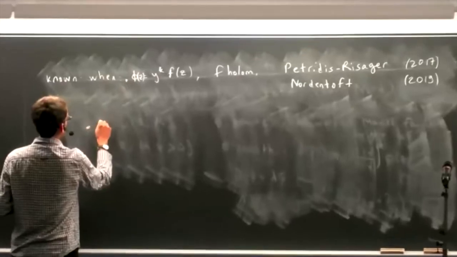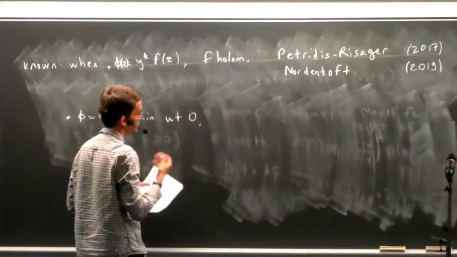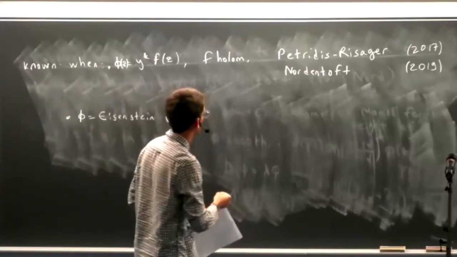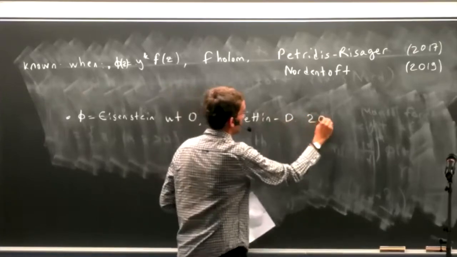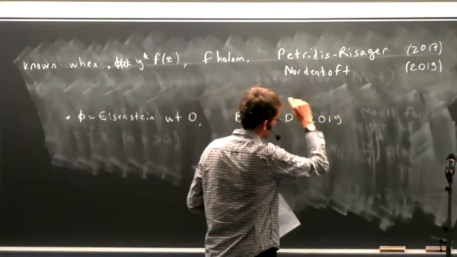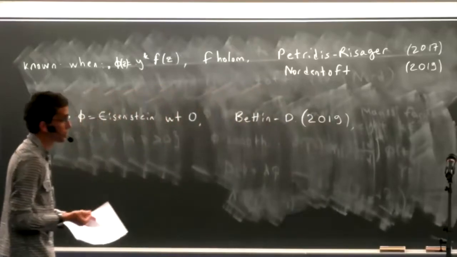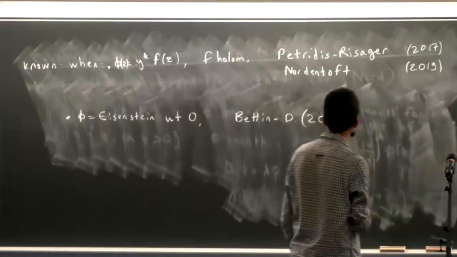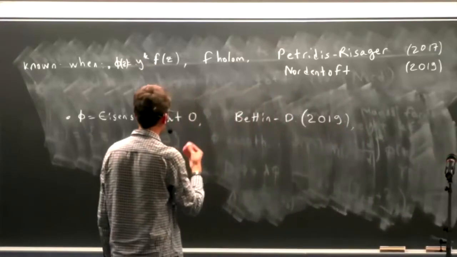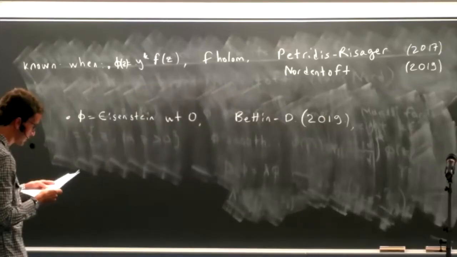Another case where it was known was when phi is an Eisenstein series, weight 0, as the Estermann function, and this was with Sandro Bettin at about the same time. The publication date is later than this, and the methods again are completely different. And to prove that corollary over there, we have to rely mostly on the strategy from here.